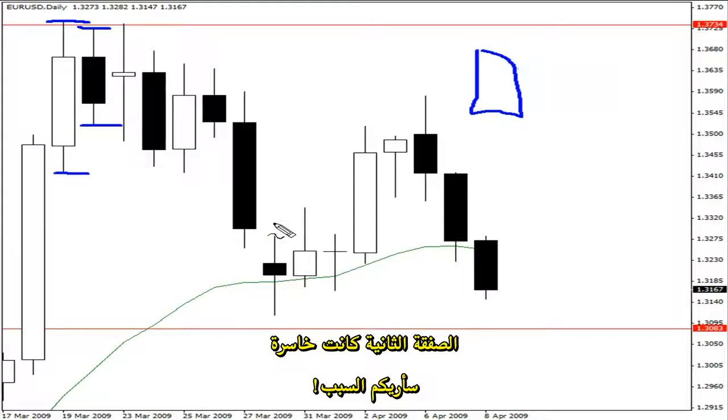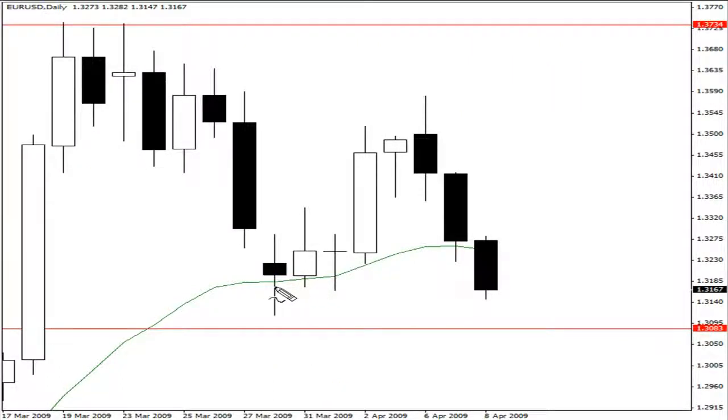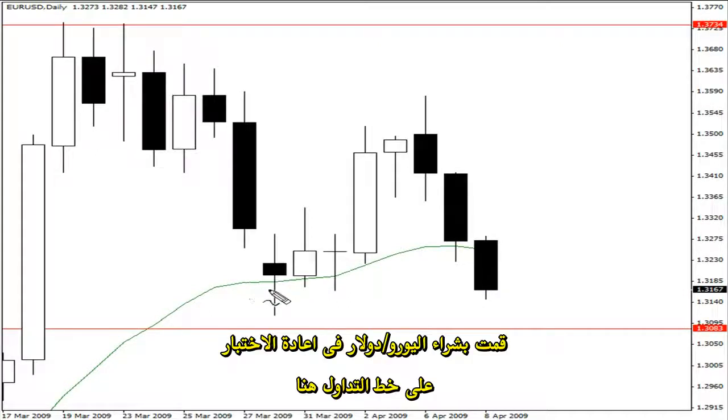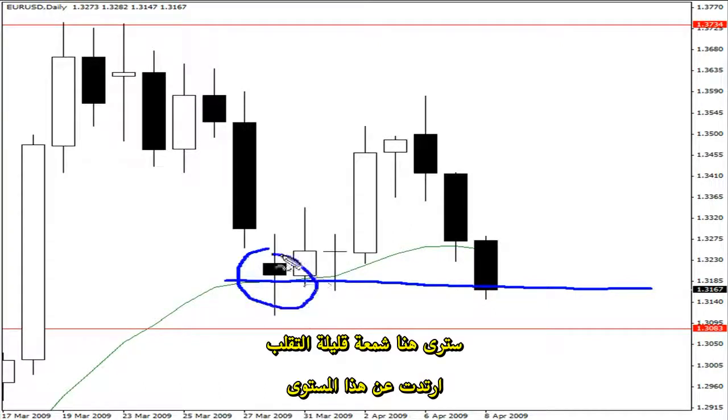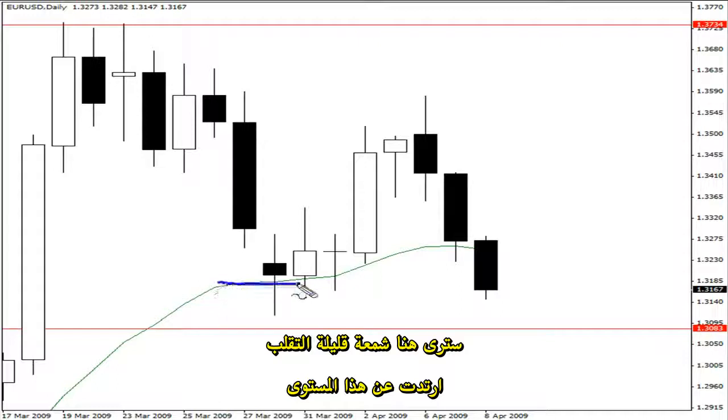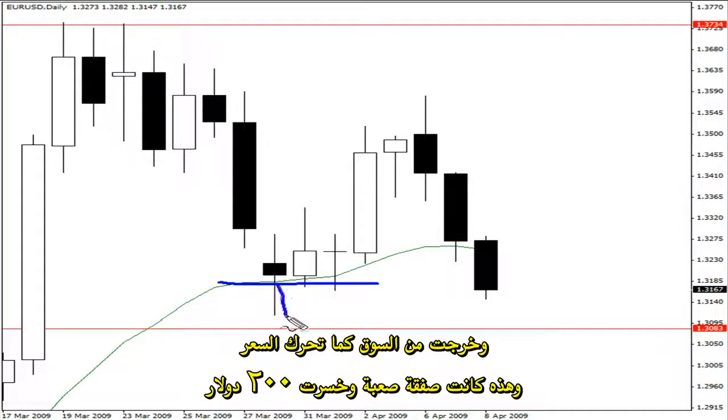Now the second trade was actually a loss, and I'll show you why. I bought the euro dollar on a retracement back to this level here. It was a level trade. Right here you can see the candle was quite volatile and punched through that level, and I was stopped out as the market moved through. So that was a scratch trade, and I lost say $200 for example's sake.